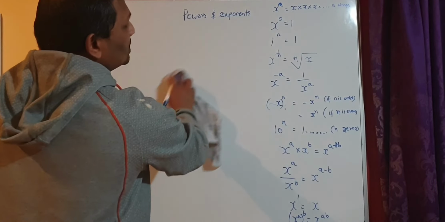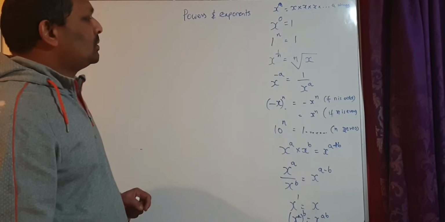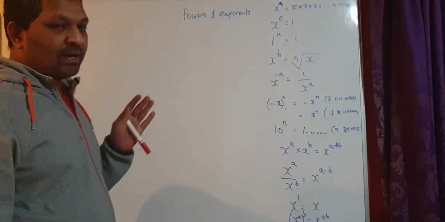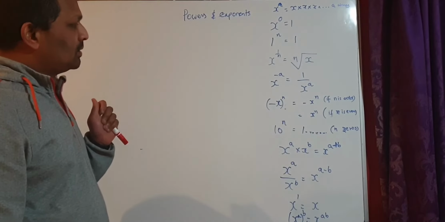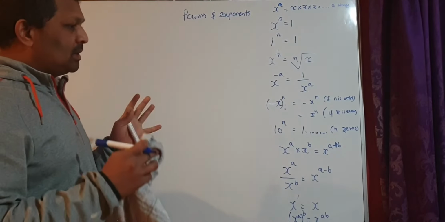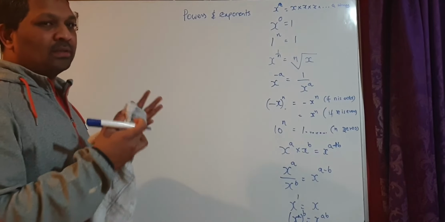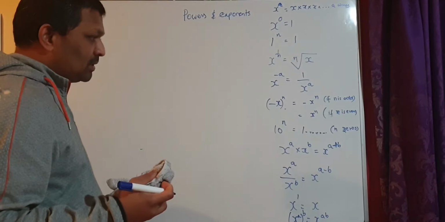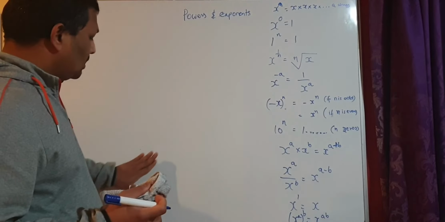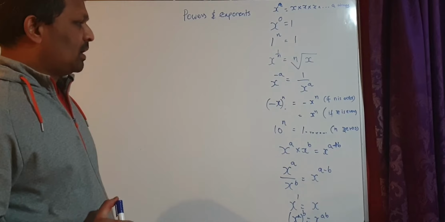Okay, for now we'll stop here. In the next class, we're going to discuss how to simplify numbers that are given in indices form, and we'll also find out how to compare two numbers that are given in indices form. Okay, how to compare, say for example, if two numbers are given, how do we find out which one is bigger, which one is smaller, whether they both are equal or not. That we study in the next class.